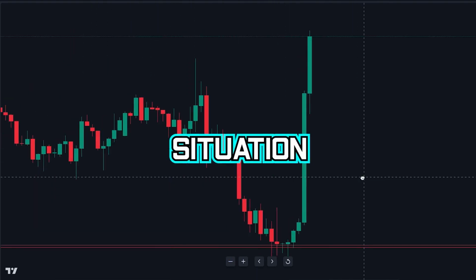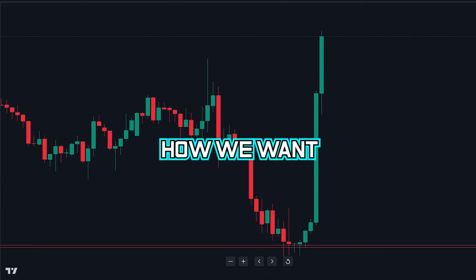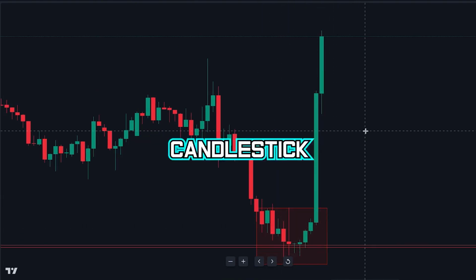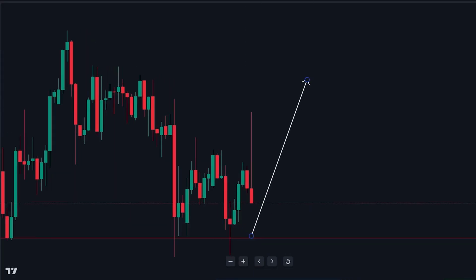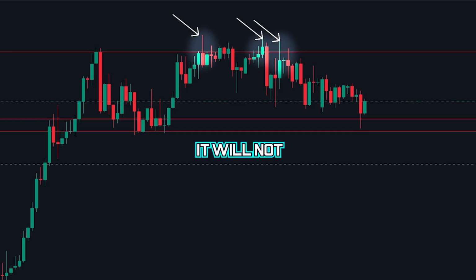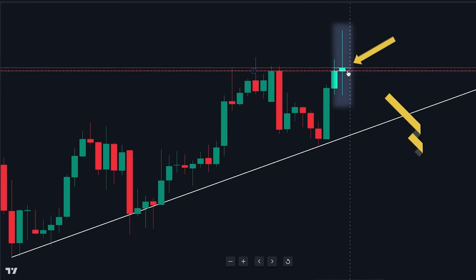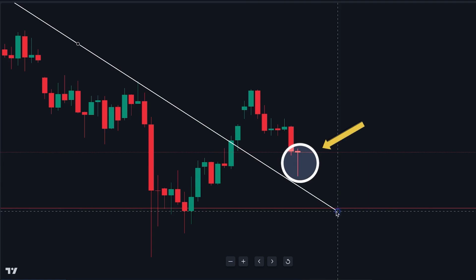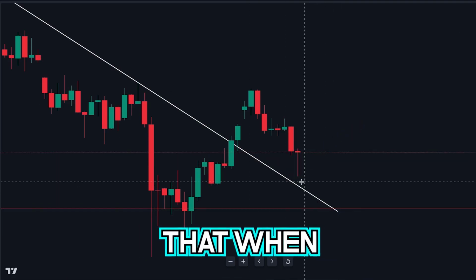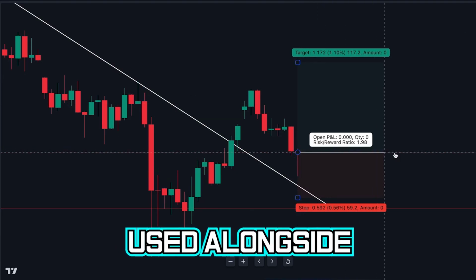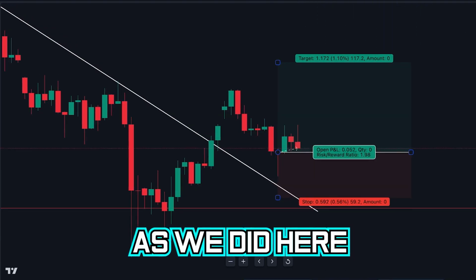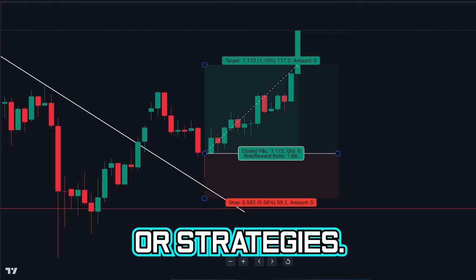Now this is an ideal situation where the candles form exactly how we want them, but in most cases this candlestick pattern will not appear like this and instead will look similar to this. Or this. It will not always be unified. If in a bullish trend and this candle pattern is formed, it is called a tweezer top, and if in a bearish trend it is called a tweezer bottom. It is important to note that when trading candle patterns you should not use them by themselves, and they should be used alongside other analysis as we did here, or with other indicators or strategies.